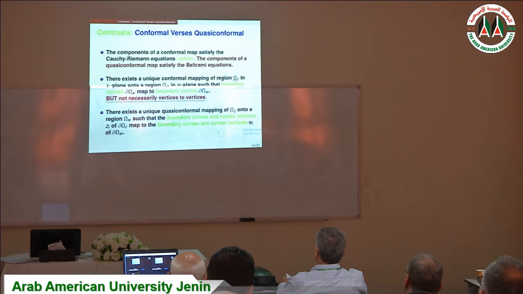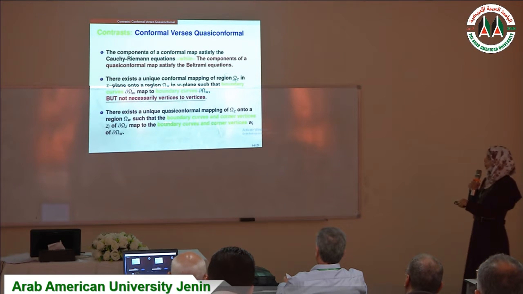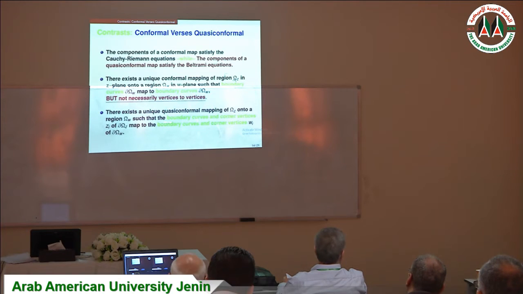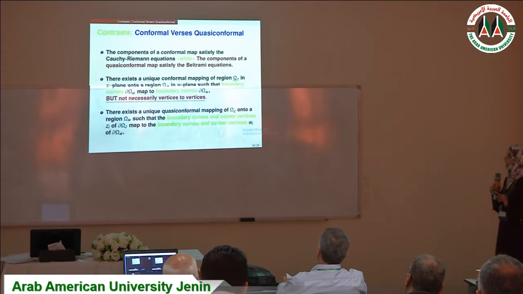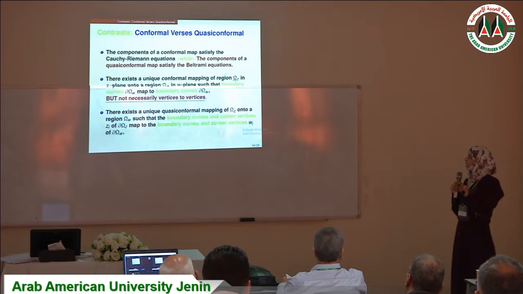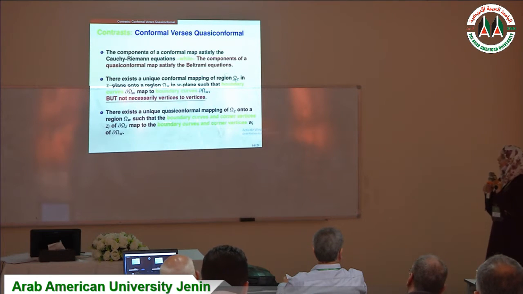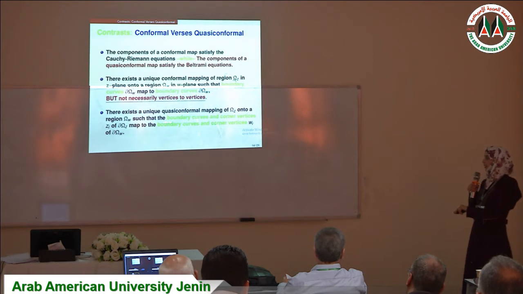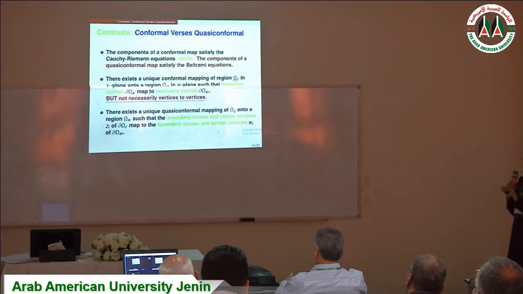We make here a comparison between conformal and quasi-conformal. The components of a conformal map satisfy the Cauchy-Riemann equation, but the components of a quasi-conformal mapping satisfy the Beltrami equation. There exists a unique conformal mapping that takes boundary curves to boundary curves, not vertices to vertices. But there exists a unique quasi-conformal mapping that takes boundary and corner vertices to boundary and corner vertices.